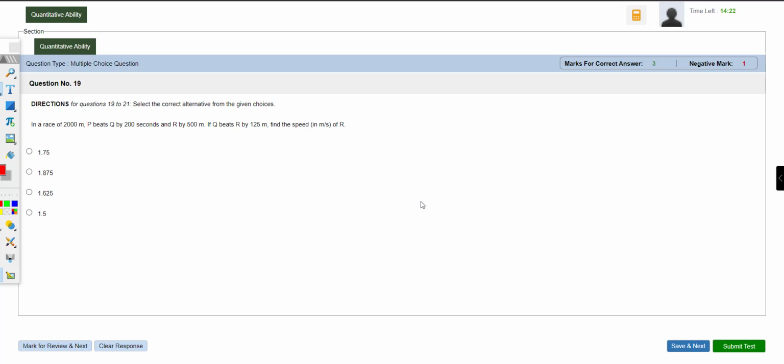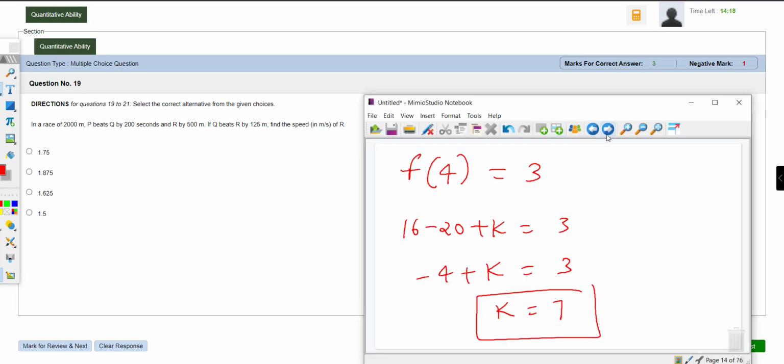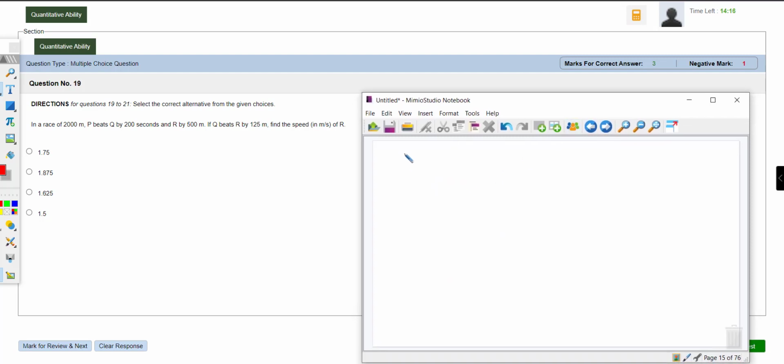After this, question number 19. It is again an easy one. Not easy one, but we are familiar with this type of question. In a race of 2000 meters, P beats Q by 200 seconds and R by 500 meters. If Q beats R by 125 meters, find the speed of R. Okay everyone, let's have a look at it. So over here P beats Q by 200 seconds and R by 500 meters.